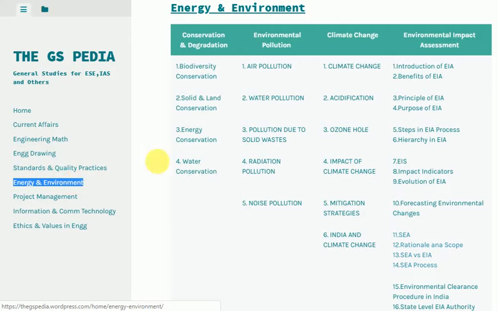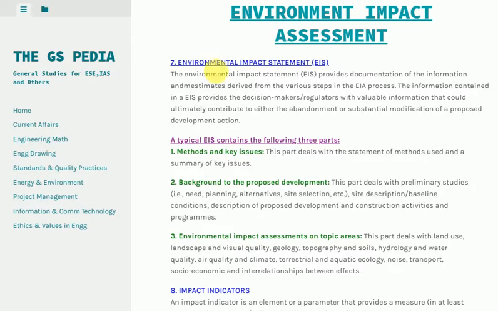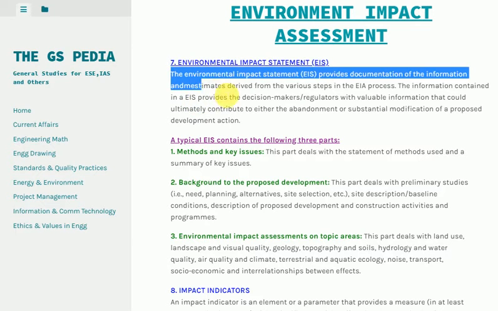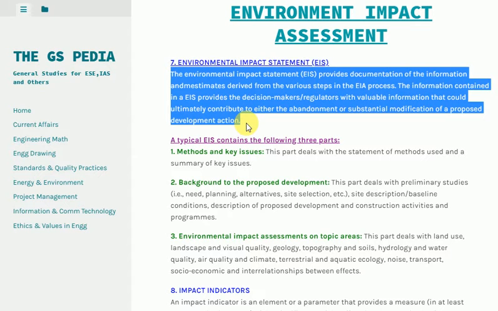In this video we had discussed a subtopic of energy and environment, which is Environmental Impact Assessment. 7. Environmental Impact Statement, EIS. The Environmental Impact Statement provides documentation of the information and estimates derived from the various steps in the process.